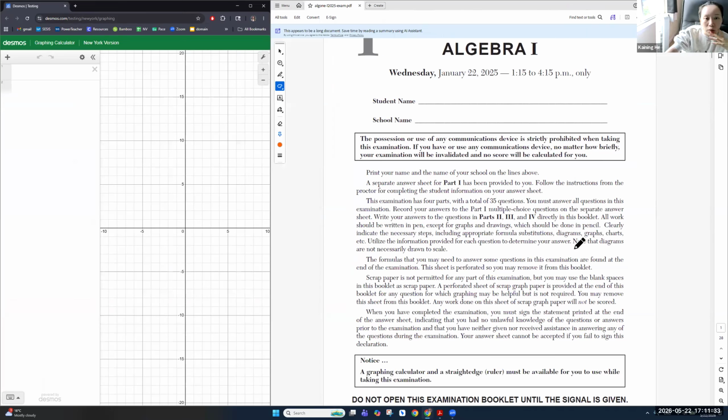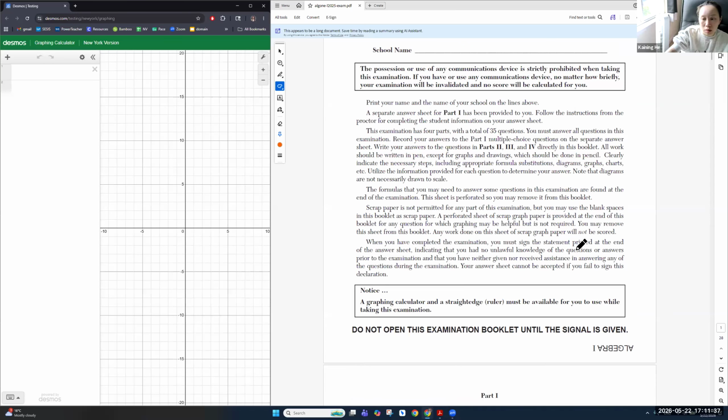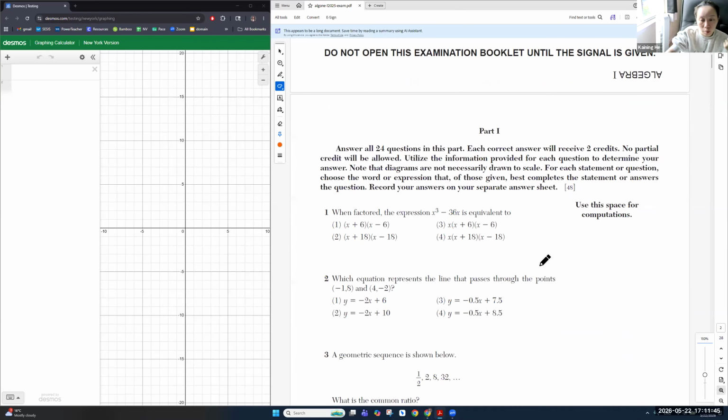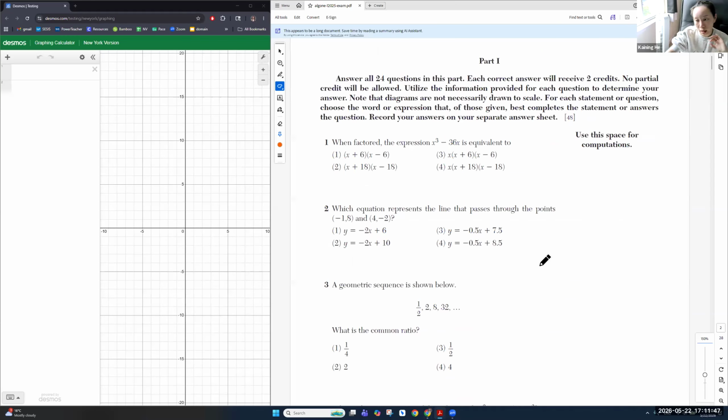Today we're going to go over the 2025 January Regents, because there are three Regents every year: January, June, and then August. We're going to start from the beginning all the way to the end. I'm going to try to use the information that we have learned already. If not, maybe next week or the week after, we're going to learn some content that we haven't talked about yet, especially the quadratics and the sequences.